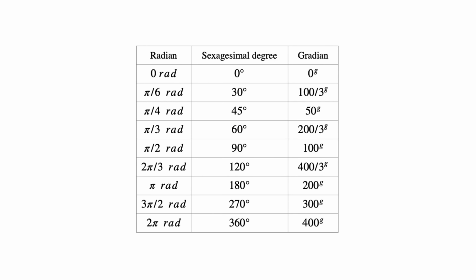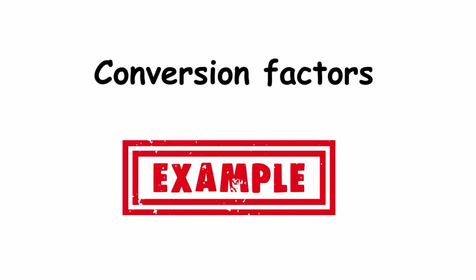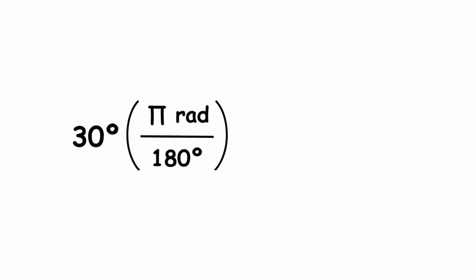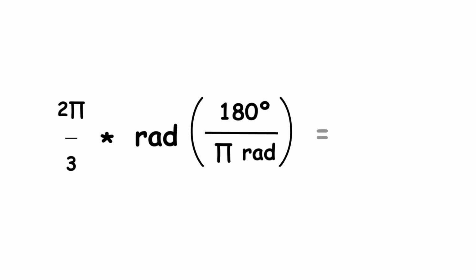When it comes to converting angles, we will focus on the two most commonly used systems, radians and sexagesimal degrees. To do this, we will use conversion factors, as in the following example. Convert 30 degrees to radians. 30 degrees times quantity pi rad over 180 degrees equals pi over 6 rad. Convert 2 pi over 3 rad to degrees. 2 pi over 3 rad times 180 degrees over pi rad equals 120 degrees.